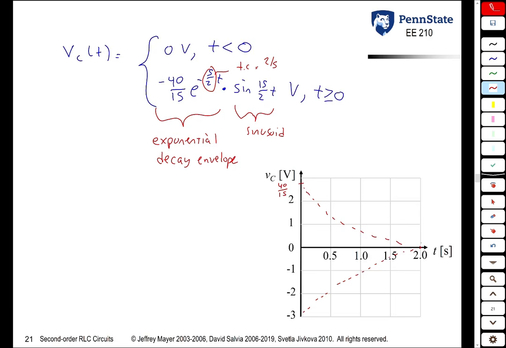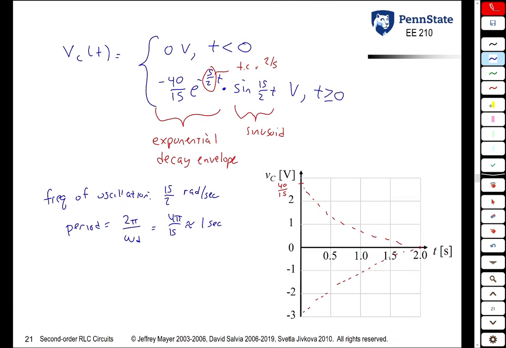Now inside here, we want to put the sinusoid. So let's think about the frequency of oscillation. The frequency of oscillation is 15 halves radians per second. So the period is always 2 pi over the frequency of oscillation, which is 4 pi over 15, which is approximately 1 second. So it's going to take about 1 second to oscillate.